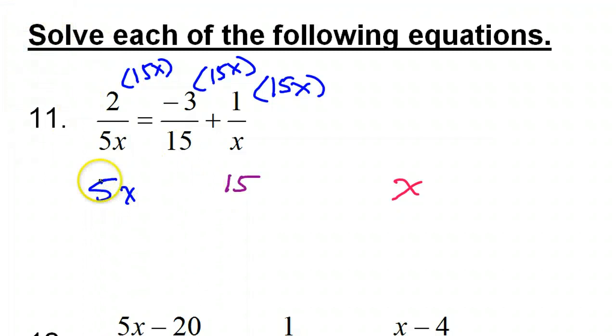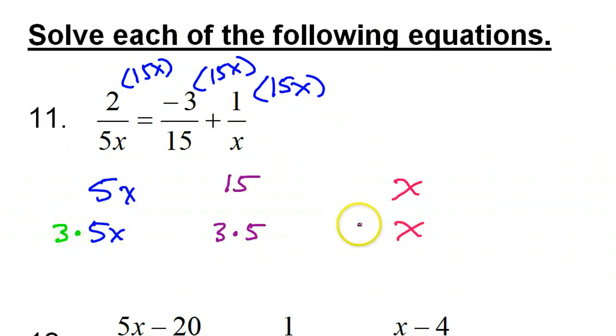So I've got the 5x, that's already prime factorization. The 15 though, that's not prime. 15 is 3 times 5. And the x is already prime; you can't break that down any further. So I need to make all three of these the same by multiplying them by whatever I want. I see a 3 there, prime number. Everything has to have a prime number of 3. So I need to give this a 3, and I need to give this a 3.